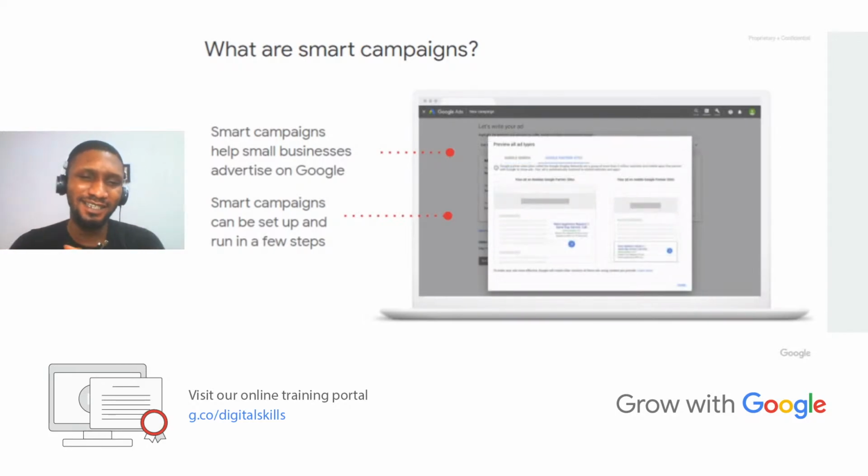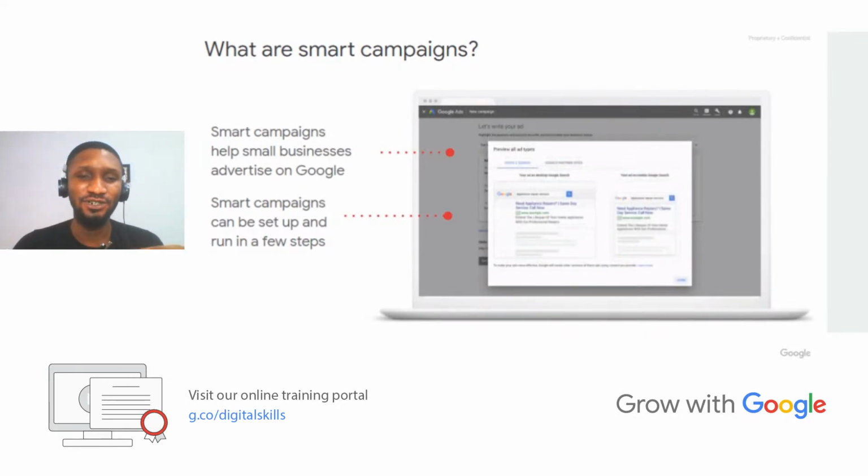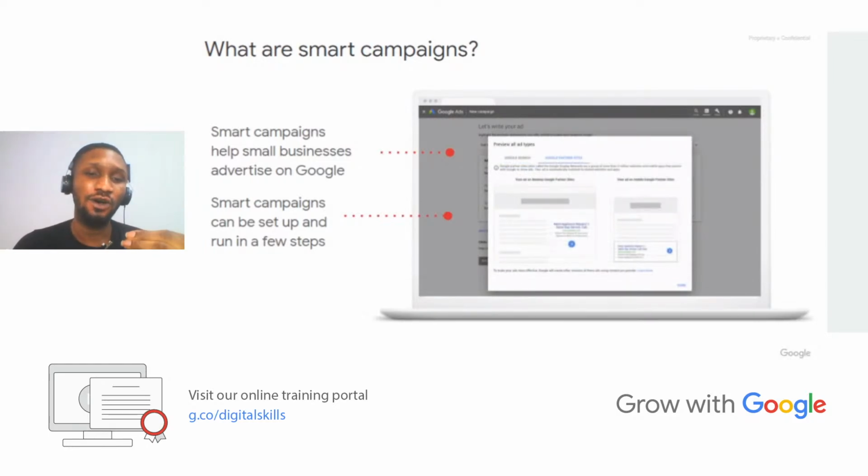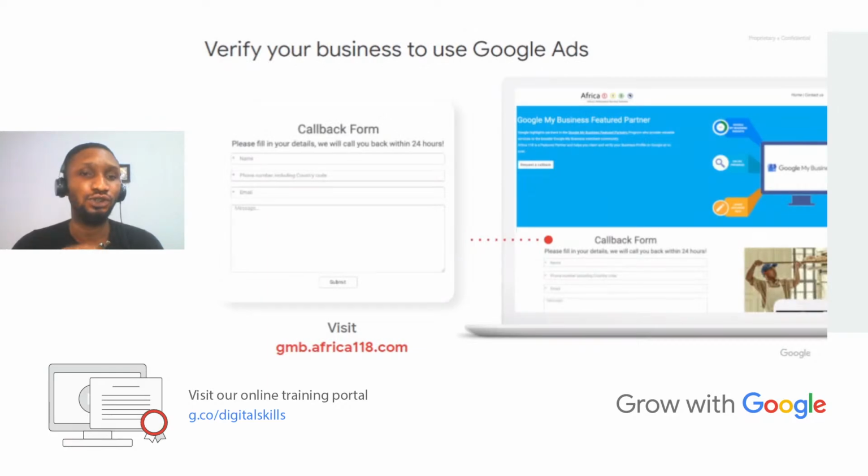So it's very easy to set up, and we are going to be looking at how to set up smart campaigns shortly. But before you can launch your ad, you need to make sure that your business is verified. While setting up your Google ad account, you might be required to verify your business. If this is the case, all you need to do is visit Africa 118, and my colleague is going to be popping in the link on chat.